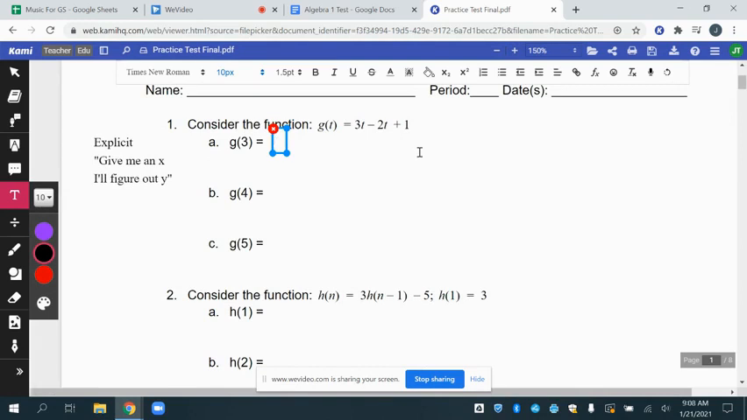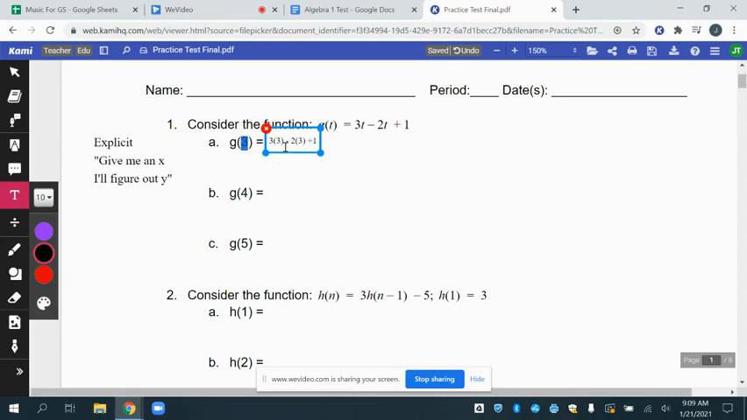Okay, so what we have is g of 3. That means that I changed t to 3. So let's change t to 3 and see what that makes. We're going to end up with 3 times 3, which used to be t, minus 2 times 3, which used to be t, plus 1. That's the trick. All I did was change the t's to 3's, because that right there tells me I'm changing t to 3. All right, we will figure out what that makes.